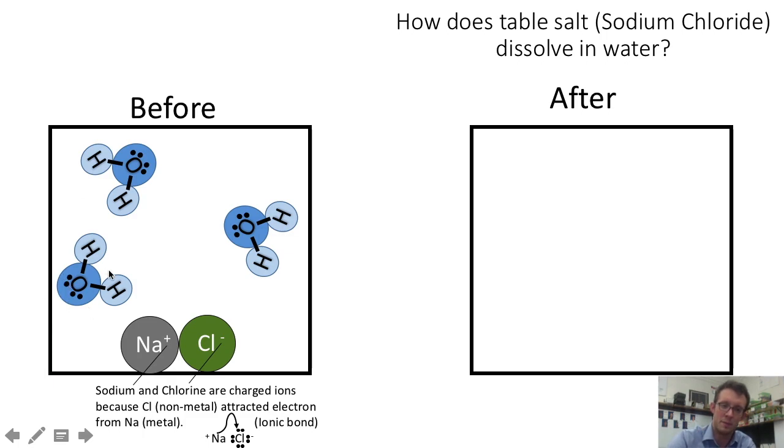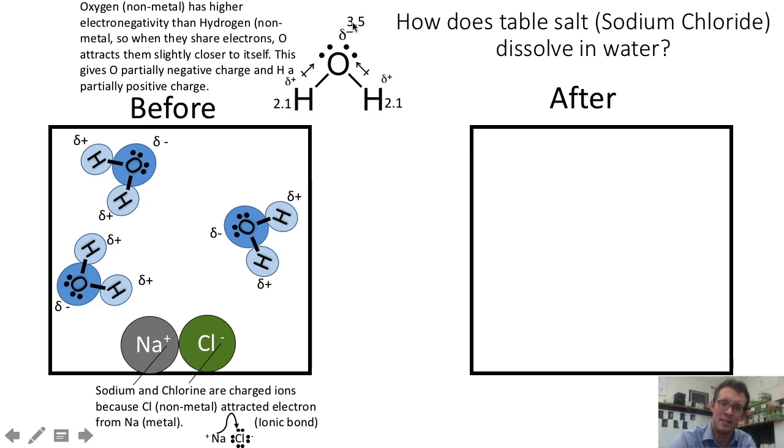The water molecules, meanwhile, have charges too. Because oxygen has a slightly higher electronegativity than hydrogen does, when these two nonmetals share electrons, oxygen is able to attract these shared electrons slightly closer to itself than hydrogen. And as a result, oxygen becomes partially negative and hydrogen becomes partially positive.